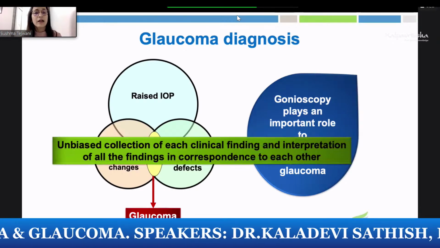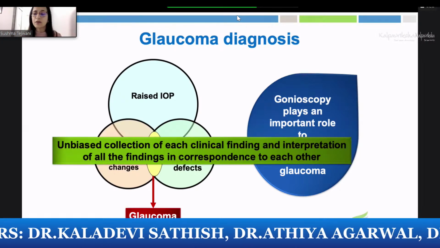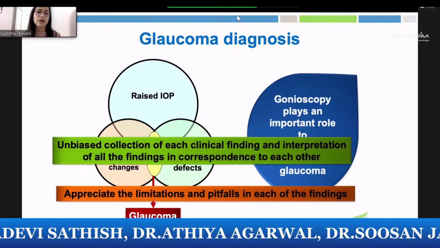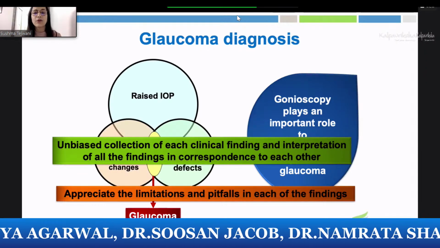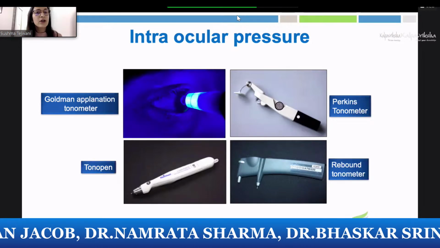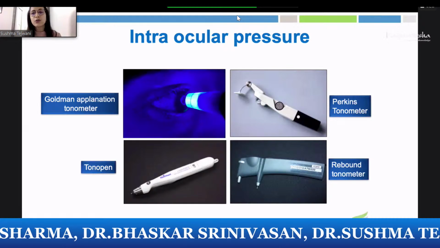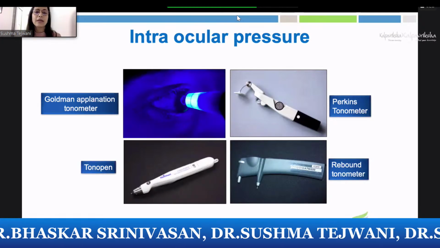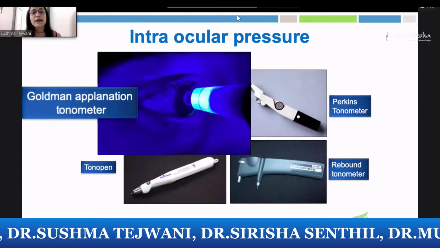We need to have an unbiased collection of each clinical finding and interpret the findings in correspondence to each other to be able to reach a diagnosis, and also meanwhile appreciate the limitations and pitfalls in each of these findings. Now let us go one by one. Intraocular pressure, as I said, is very important, and there are different tools through which you can measure. However, our Goldmann applanation tonometer still remains the gold standard. So that's the best way.